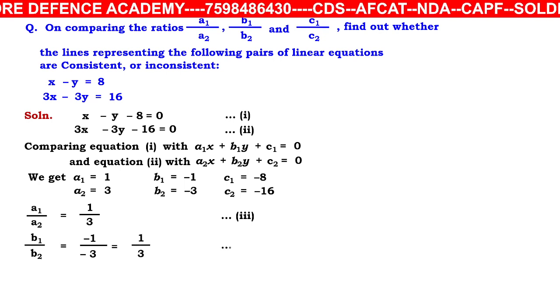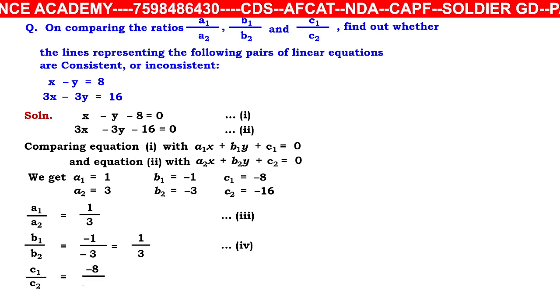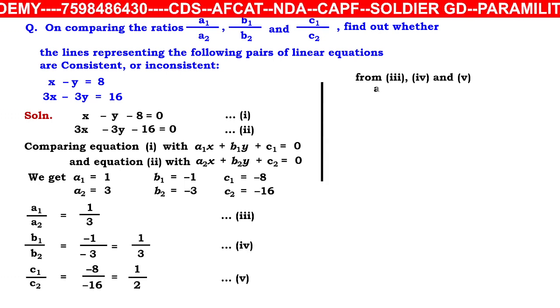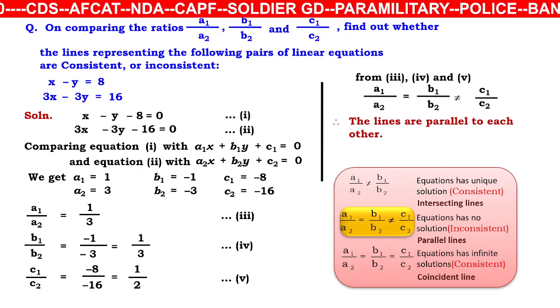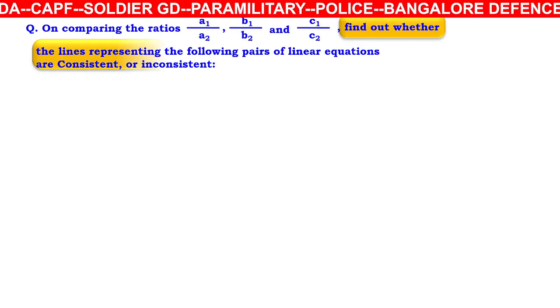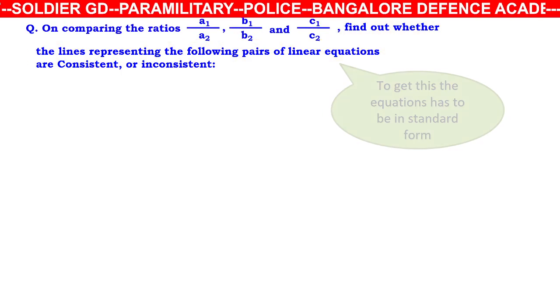That means the second condition is getting satisfied. That does mean it is a parallel line. Okay, so they are parallel to each other. So these two lines are parallel to each other. So we have successfully understood what is happening with the conditions of consistent and inconsistent.